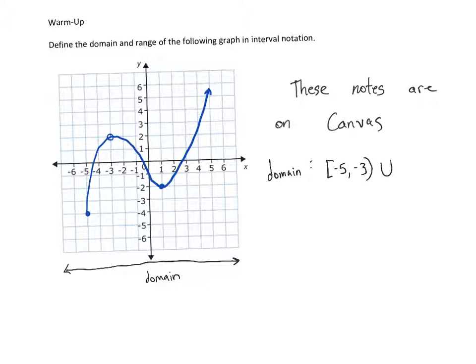All right, so the graph does continue. Where does it continue off of? Well, it starts again at -3, and it just keeps on going. So -3 to infinity. That's our domain. Yeah, at 1 we have a solid dot, so that includes that.